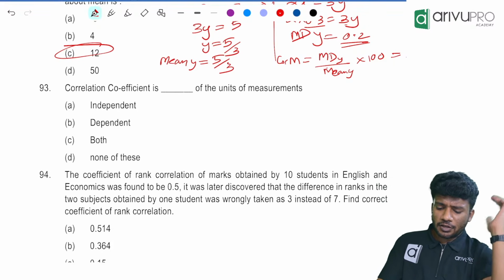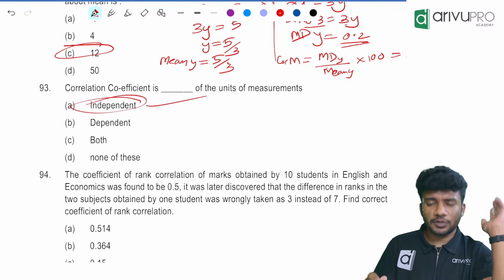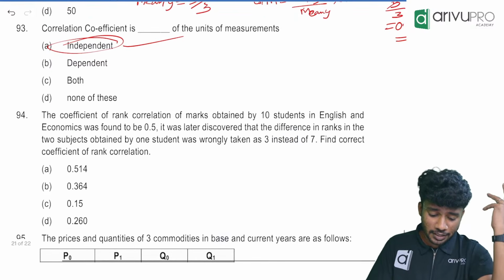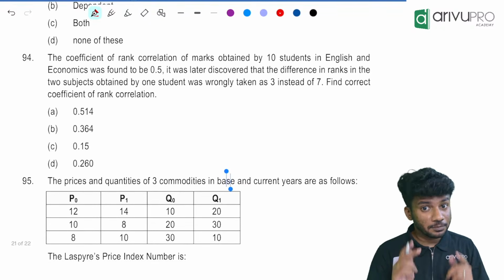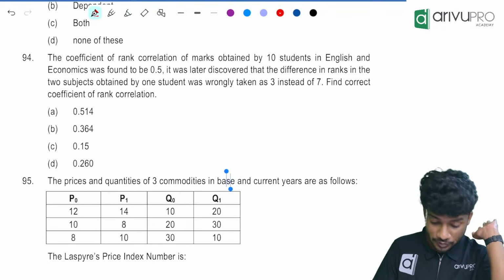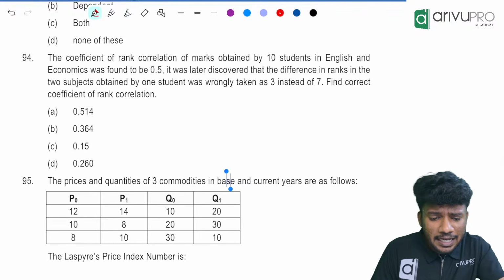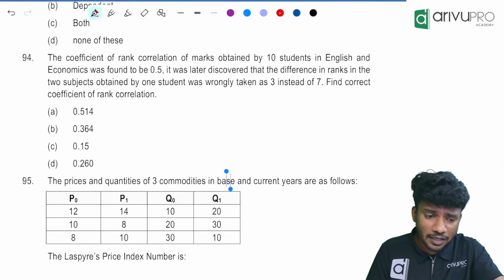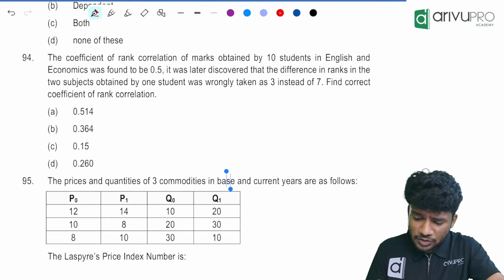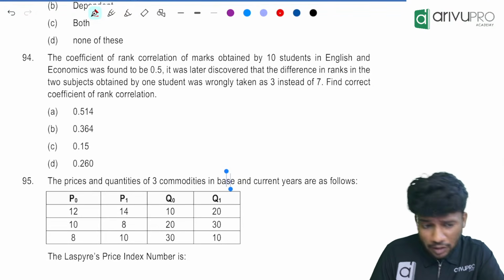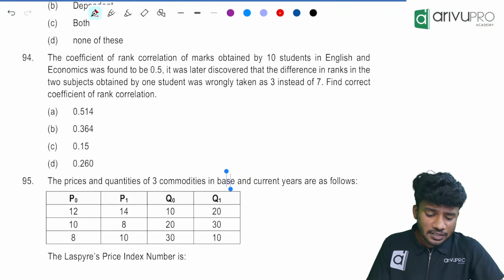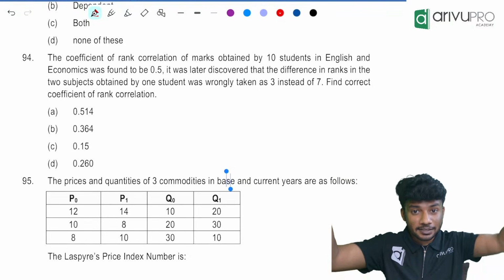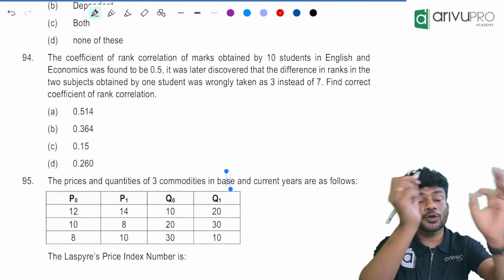Next one. Correlation coefficient is dash. It is independent of units of measurement. Okay, there is no unit. Correct. Then coefficient of rank correlation, it's a very good question, people. One of the best questions from this MTP, just like our SI question which I told. Coefficient of rank correlation is obtained for 10 students in English and economics, and was found to be 0.5. Later it was discovered that the difference in rank in two subjects obtained by one student was wrongly taken. So wrong rank is coming into the picture. We need to correct it. I'll show you how to correct it.